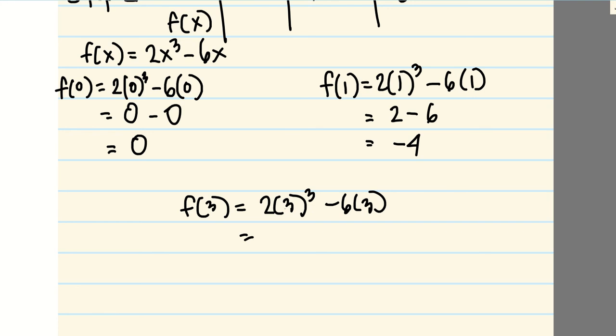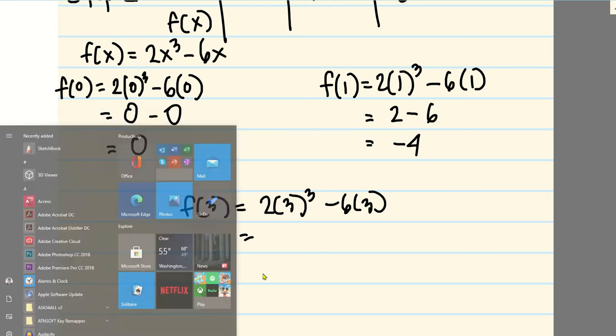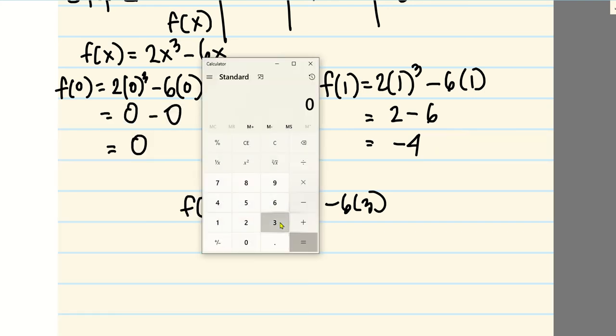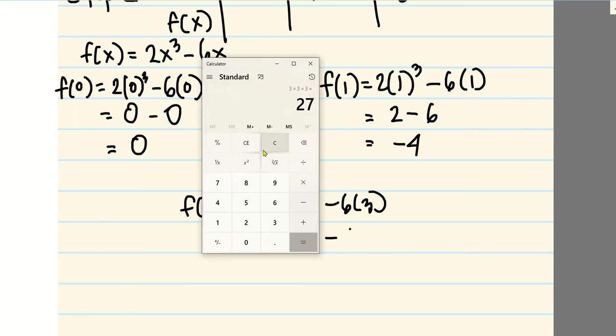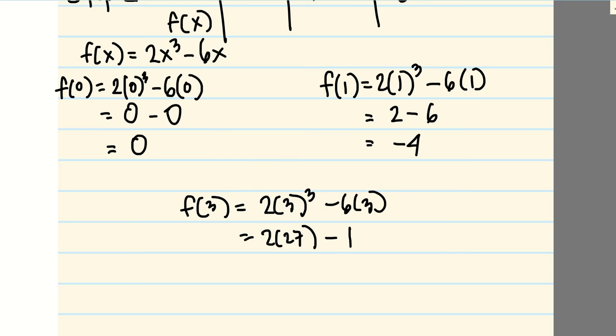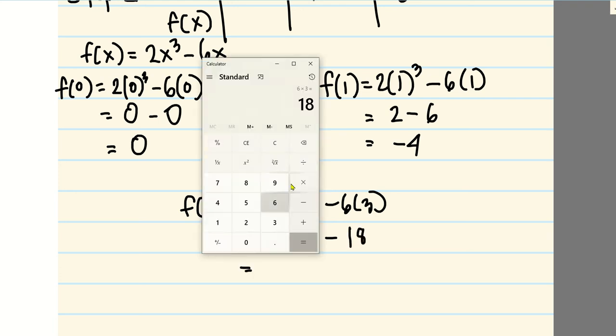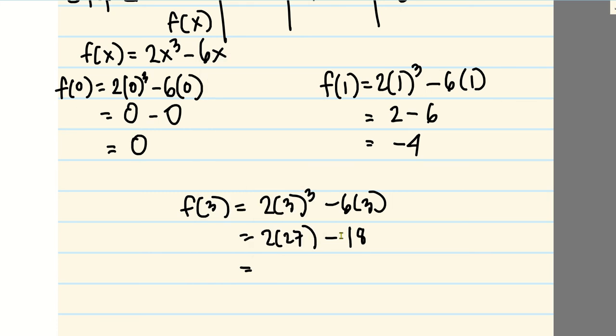All right, then here 3 to the power of 3, so we have to use our calculator. Just to make sure, 3 times 3 times 3 is equal to 27. Then 2 times 27 minus 6 times 3, which I know is 18. So 2 times 27 minus 18 is equal to 36. So f of 3 is equal to 36.